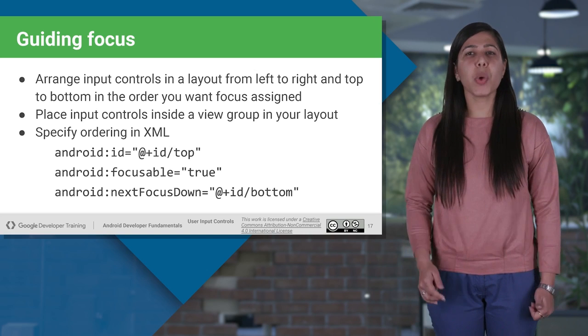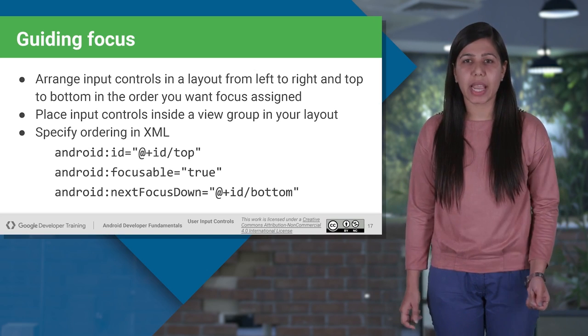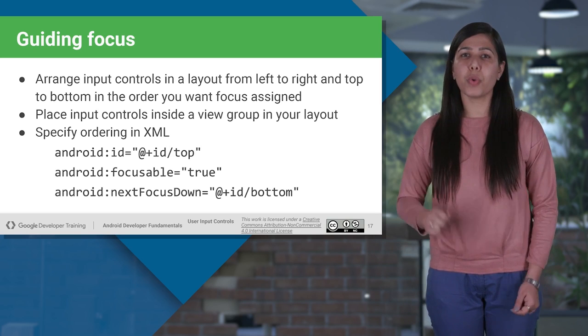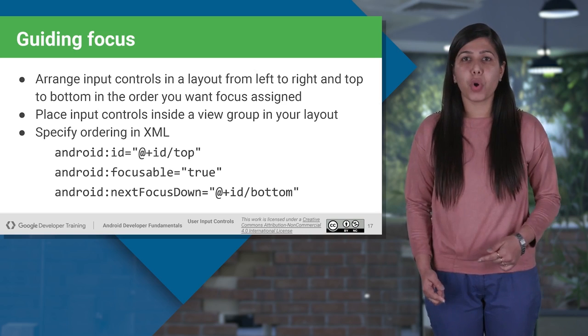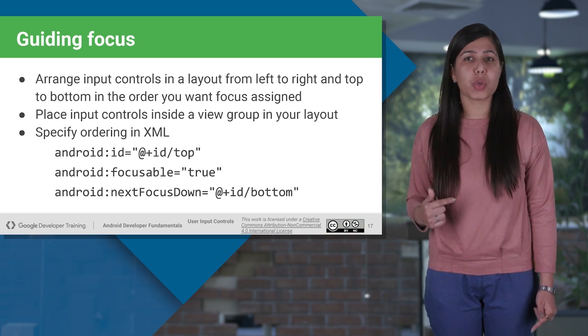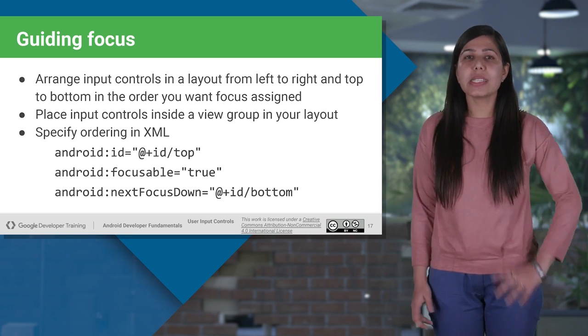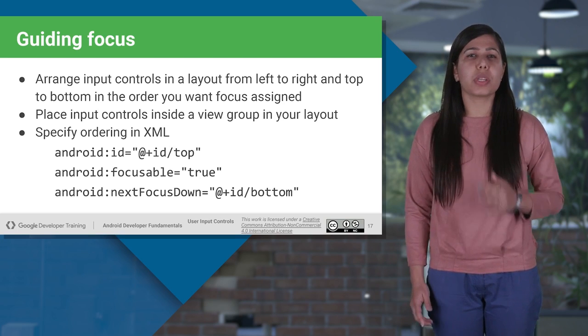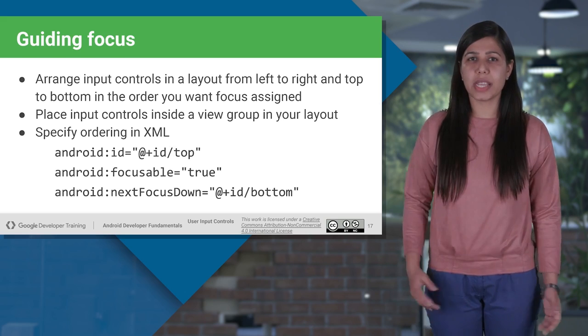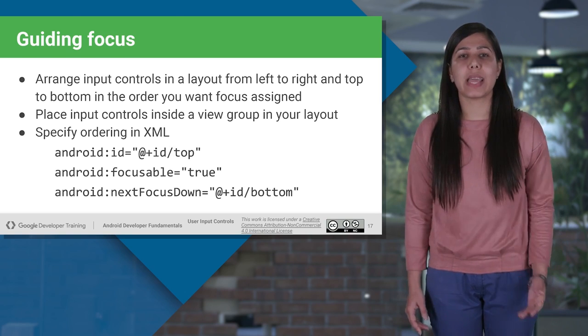In XML, you have to give a view a unique ID and set its focusable attribute to true. Then, if we want to override the default left to right and top to bottom focus order, we can specify the next focus down, next focus up, next focus left, or next focus right for each of our view elements in the layout.